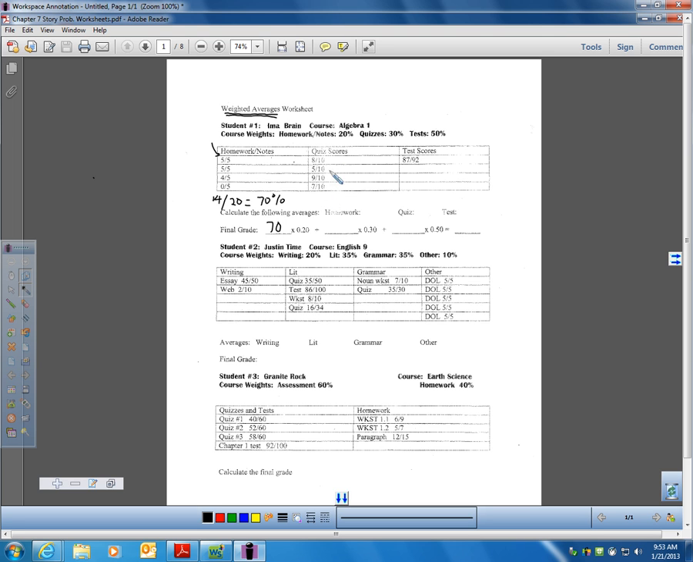Now let's go to quiz scores. 8 out of 10, 5 out of 10, 9 out of 10, and 7 out of 10. Now, there were 4 quizzes, each 10 points, so I know that there were 40 points possible, and this student had 8 and 5 is 13, and then 16 more. They had 29 out of 40 possible points. So if I take my calculator and go 29 divided by 40, I'm getting a 72.5% in that category. So I'll put 72.5 here.